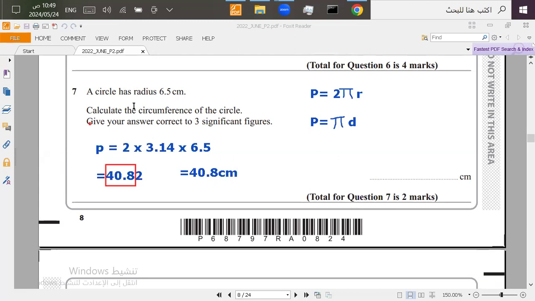And this is how you find the perimeter or circumference of a circle.